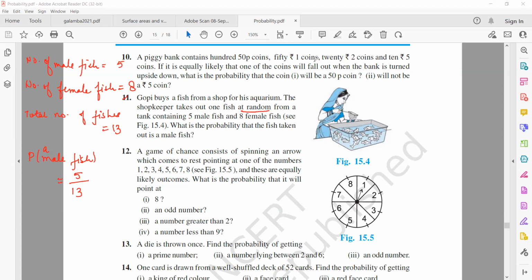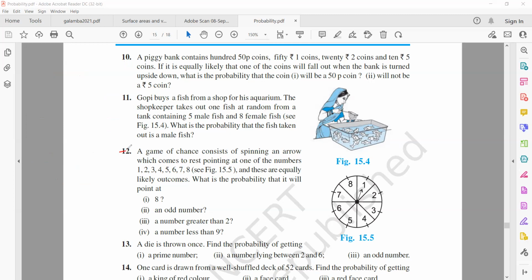Okay, so you have written, I think. Now, question number 12. A game of chance consists of spinning an arrow which comes to rest pointing at one of the numbers. So there's a figure, right? Either it stops at 1, 2, 3, 4, 5, 6, like this. And these are equally likely outcomes. So it is already given, they are equally likely. What is the probability that it will point at 8?